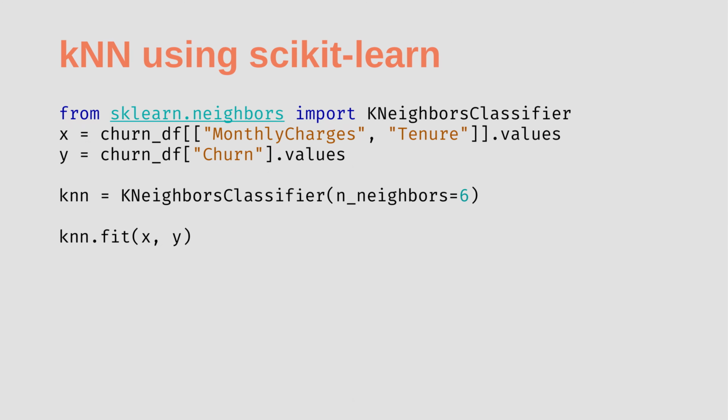In this case, we are setting the number of neighbors to 6. This means that the model will look at the 6 nearest data points to decide whether a new customer is likely to churn or not. Finally, we fit the model to our data using the fit method. This trains the classifier using our dataset. And that's it. With just a few lines of code, our model is ready to make predictions.